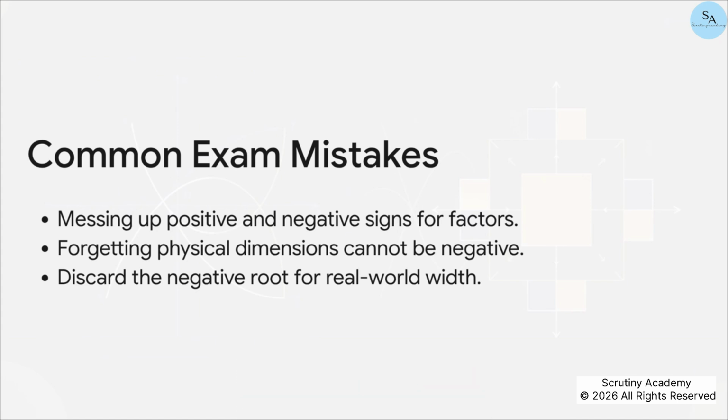The first one is messing up the positive and negative signs when finding your factors. Always double-check your signs. It's such an easy mistake to make. The second mistake, forgetting the real-world context of your math. Look at our equation. It gave us two answers, 1 and -47/2. But remember, we are measuring the physical width of spectator space. You literally cannot have negative space in a stadium. It doesn't make sense. Therefore, we must logically discard that negative root. The only valid real-world answer is 1 meter.